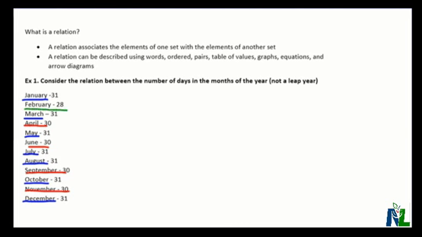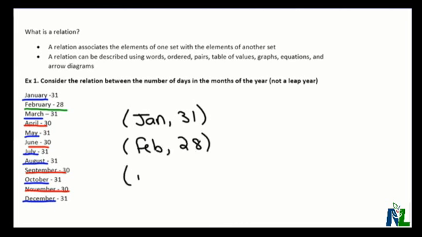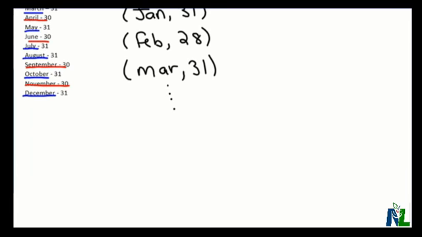We could then go on to place this in a set of ordered pairs. So if I was going to write this as a set of ordered pairs, I would write my first element, January, with 31. February, 28. March would be paired with 31. And it will continue all the way down until we describe December, with 31. So there would be our set of ordered pairs.